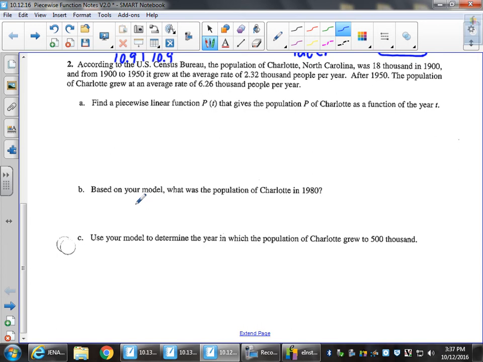So we're going to break this down. We see that 1900 will be our 0 year. So let's first define variables. T equals number of years since 1900. P of T will again be population in thousands.